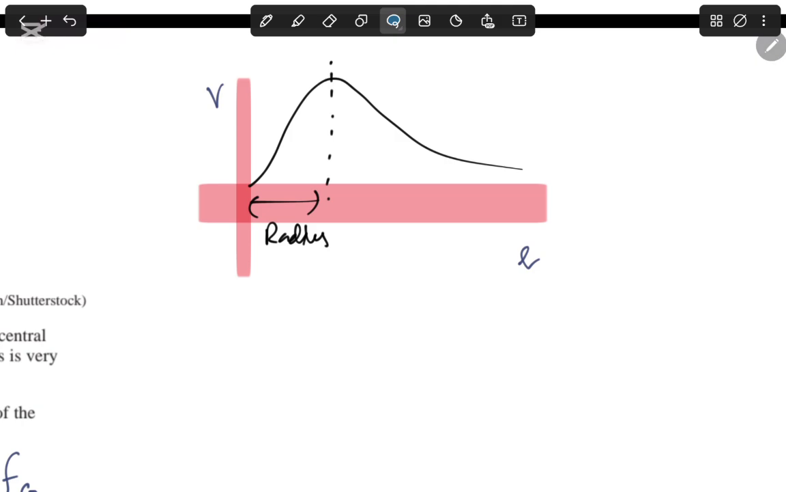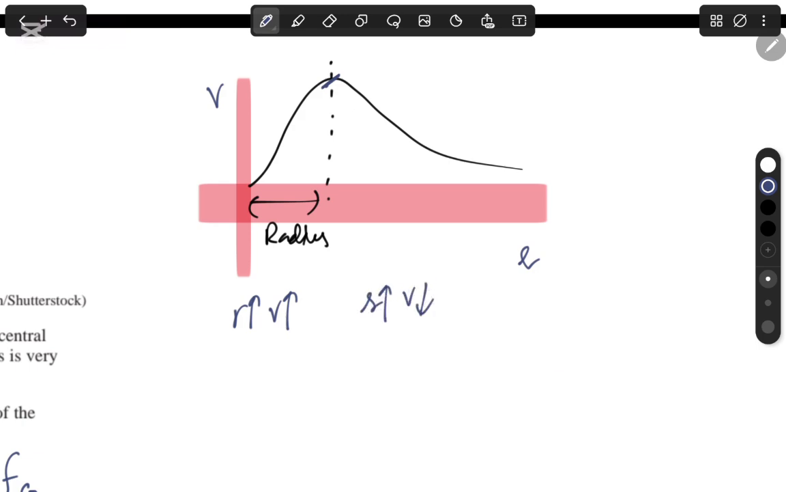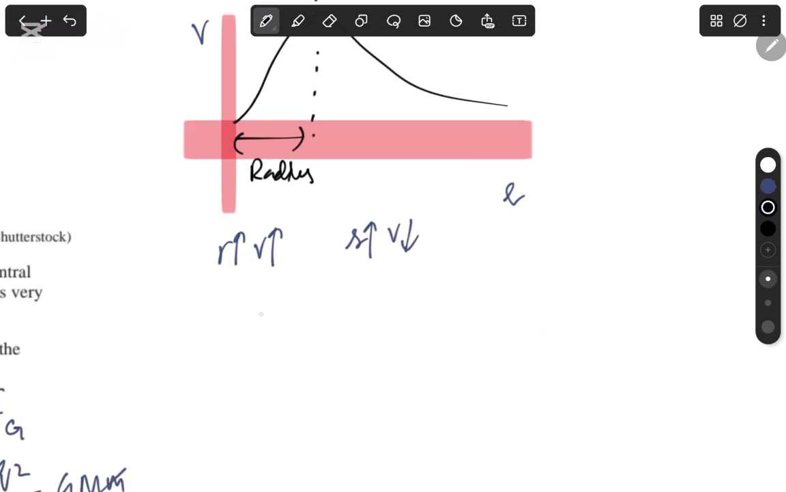Now we can see something happening here. Initially the radius is increasing and the velocity is increasing with it. That's how that works. Then after a certain point, the radius increases but the velocity decreases. So we know that v squared is equal to GM over r.